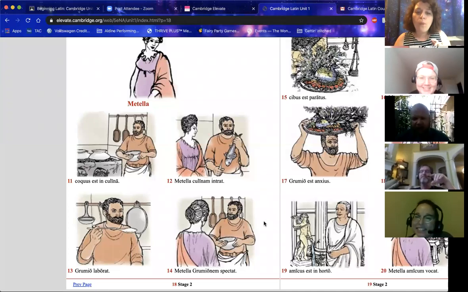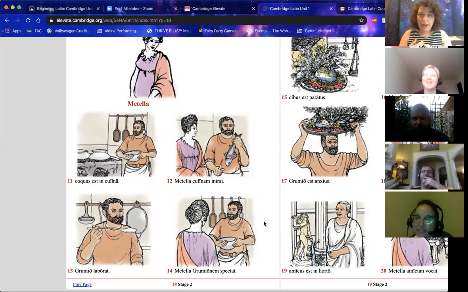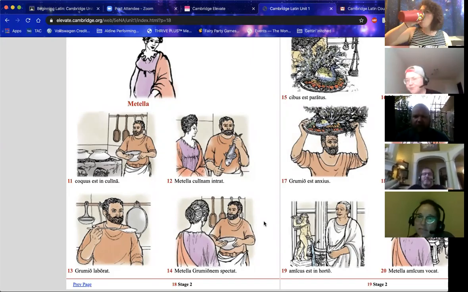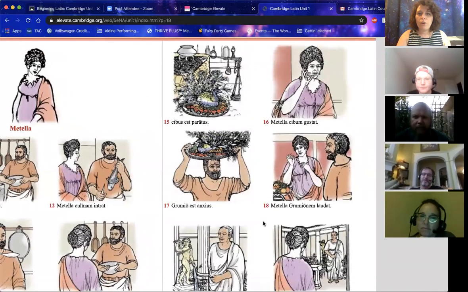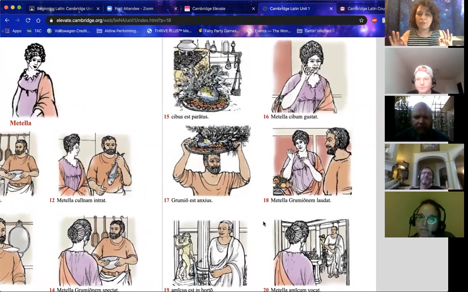But some type of fish. He's doing a fish. So he's not just making sandwiches for the family, right? This is some kind of fancy meal. Why do you think they're having a fancy meal today? Because their friend is there. The friend is there. They are entertaining someone, so they're doing it up real nice for him, right? So, cibus est paratus, Metella cibum gustat.